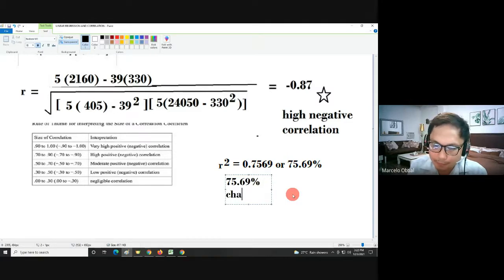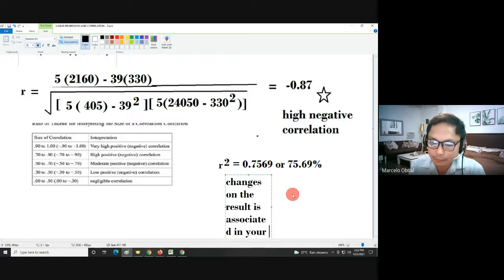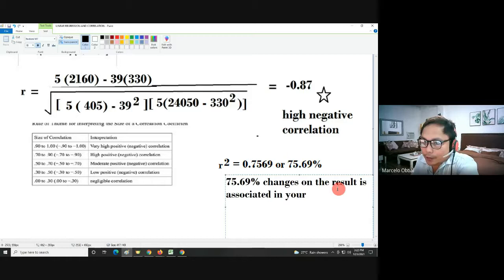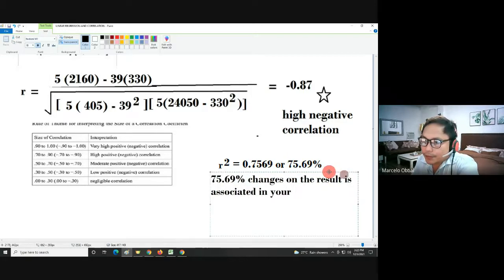changes on the result is associated. I will use the word associated because we're talking about relationship in your y or in your x, no? Independent variable. We're talking about, I will not use na general term. Okay, gamitin ko na lang yung ginamit natin sa problem, no? Changes on the grado, on the grades.